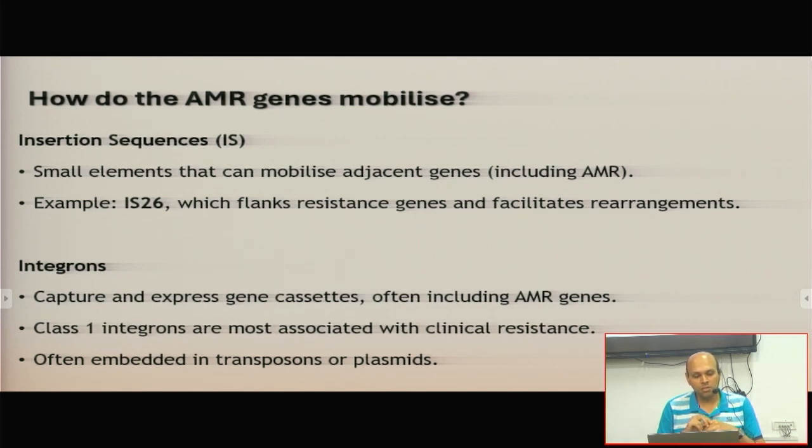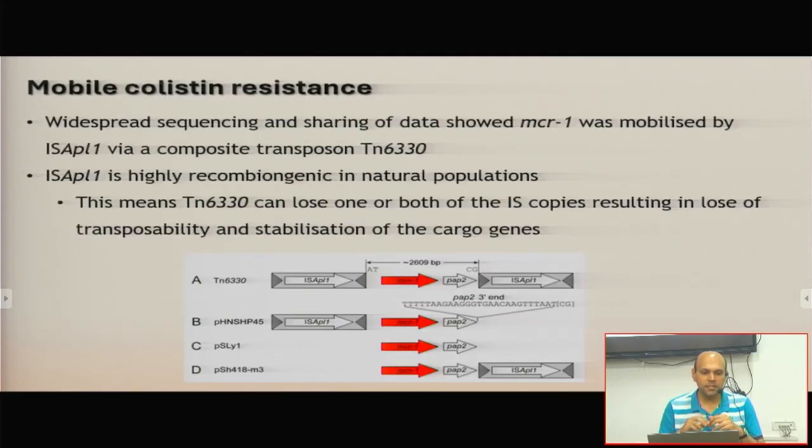discovered these integrons. Integrons are small gene cassettes that carry AMR genes, and there is an intI gene, which is the integrase gene, and it can excise itself. That cassette can come out and go into other bacterial species, and it will carry a resistance determinant across. They can be embedded on transposons or plasmids as well, these integrons.